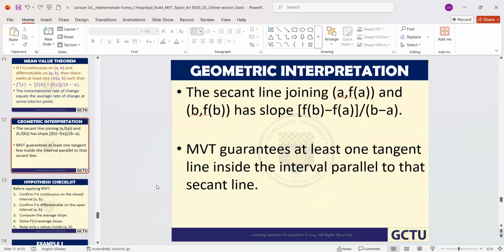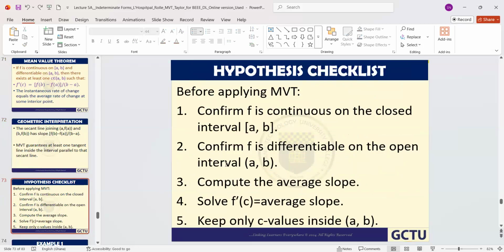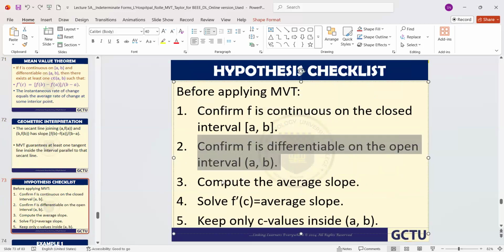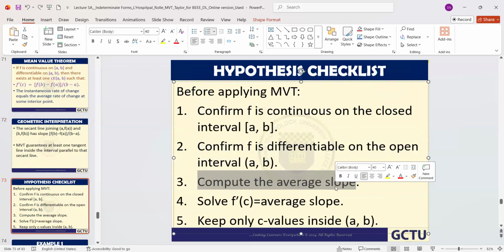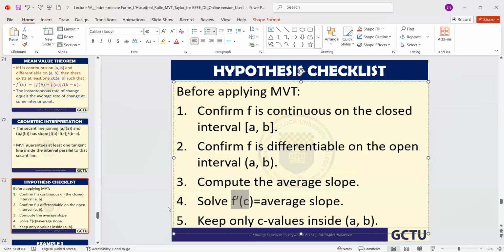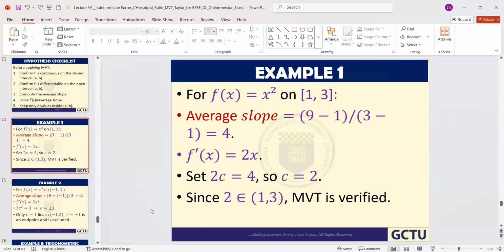Then they are explaining further here. So how do we go about it? One, confirm that the function is continuous. Two, confirm that it's differentiable. Three, compute the average. So for the mean value theorem, you must compute the slope, or the average, and show that the slope is equal to the differential at that point.